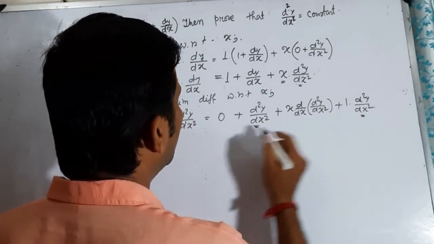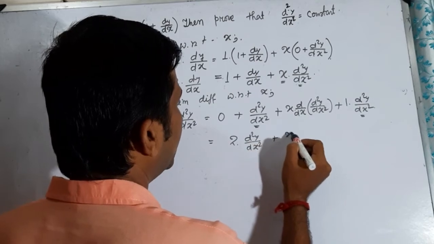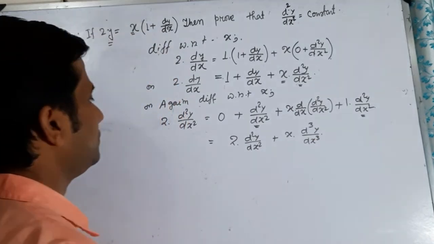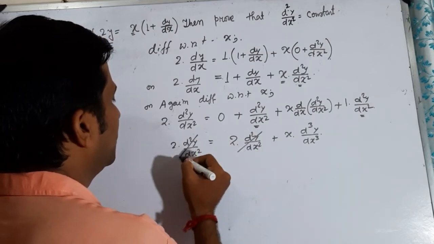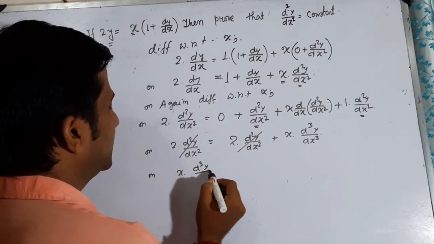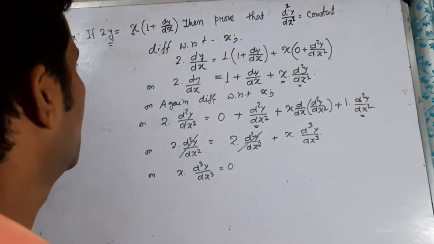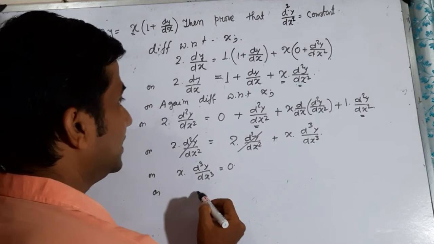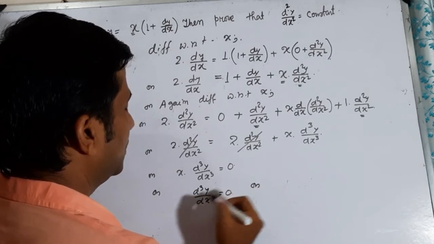Now this is d2y/dx2 plus d2y/dx2, that is 2 d2y/dx2, plus x d3y/dx3. Cancelling 2 d2y/dx2, we get x into d3y/dx3 is equal to 0. For x not equal to 0, d3y/dx3 is equal to 0.